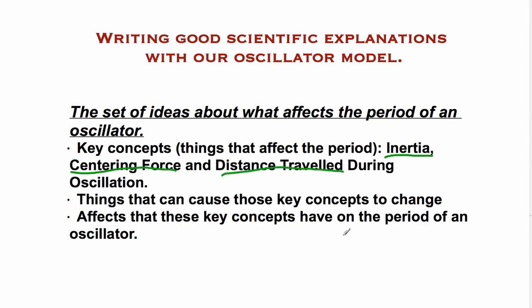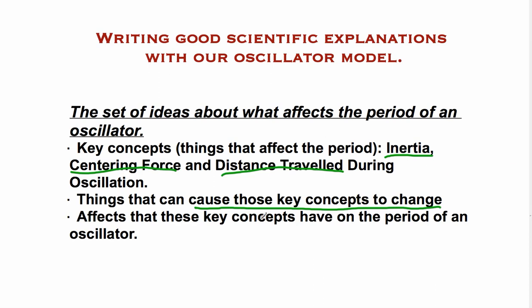Our model also contains sub-ideas, things that can cause these key concepts to change. And then the third kind of idea our model includes is effects that these key concepts have on the period of an oscillator.